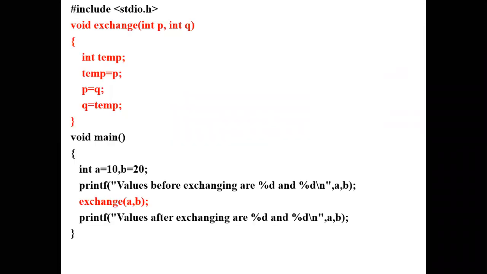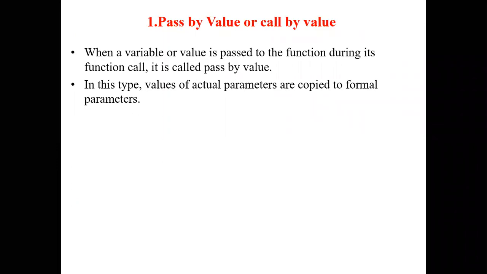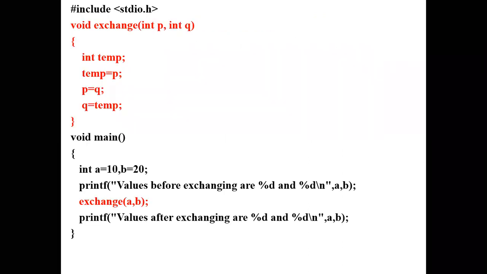So this is the output you can see. Value before exchange is 10 and 20. Value after the exchange, again it is displaying 10 and 20. The values of A and B will not be affected; they will remain the same. So the actual parameters are copied to the formal parameters. The actual parameters are A and B, and they are copied to the formal parameters. We are making a copy of the values without affecting the original values.